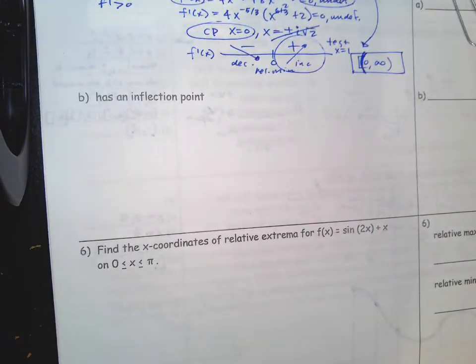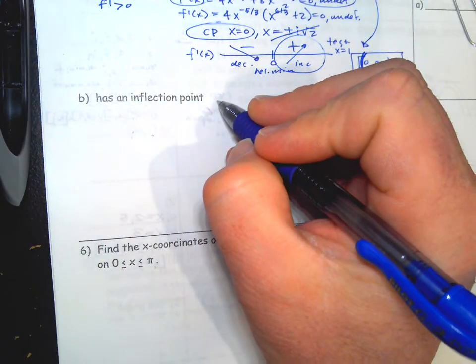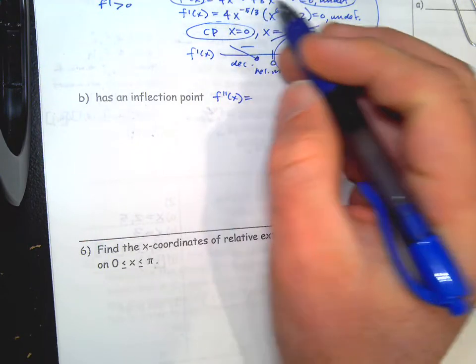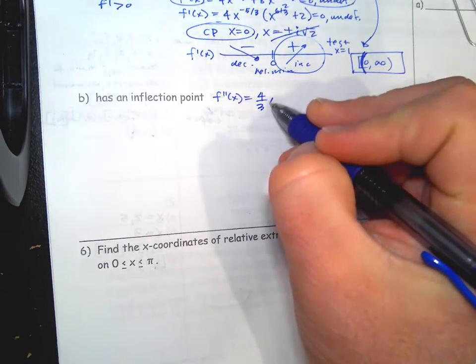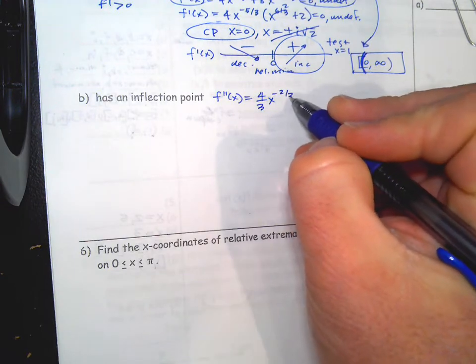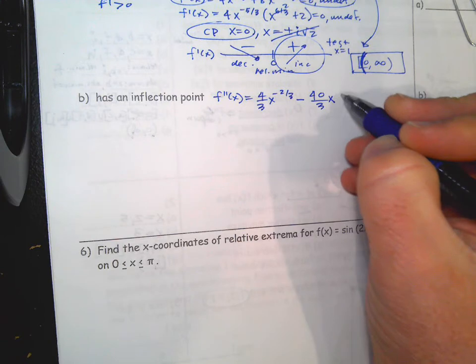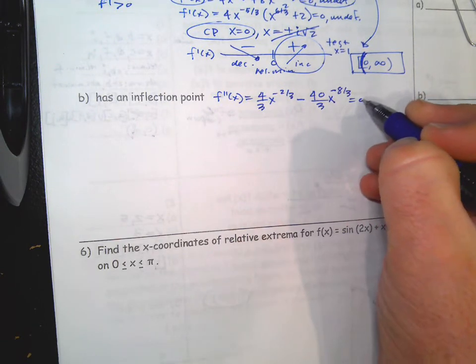Inflection points: where f double prime changes sign. So we've got to find the second derivative. I'm going to use the first derivative before we factor it. That's easier to work with. So multiply by 1/3, you have 4/3 x to the negative 2/3 minus 40/3 x to the negative 8/3 equals 0 undefined.